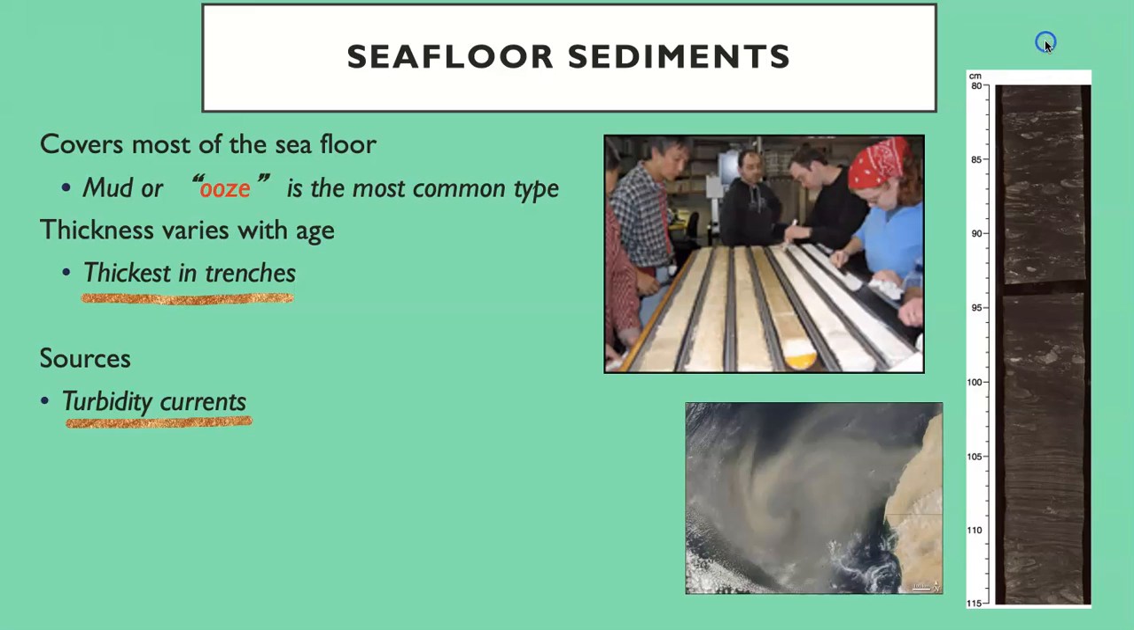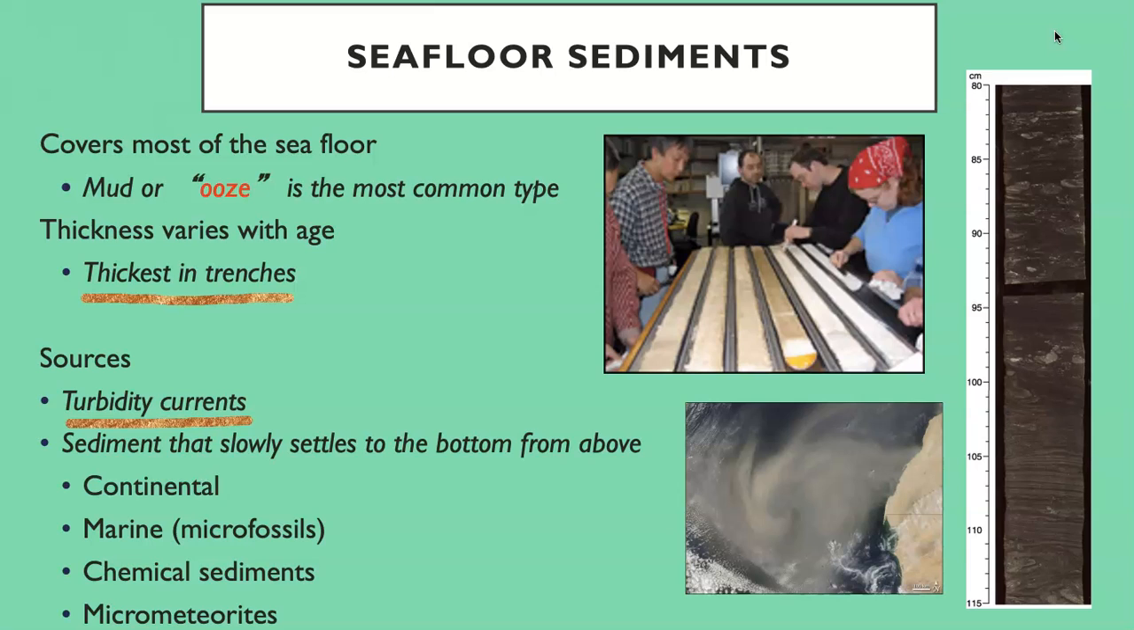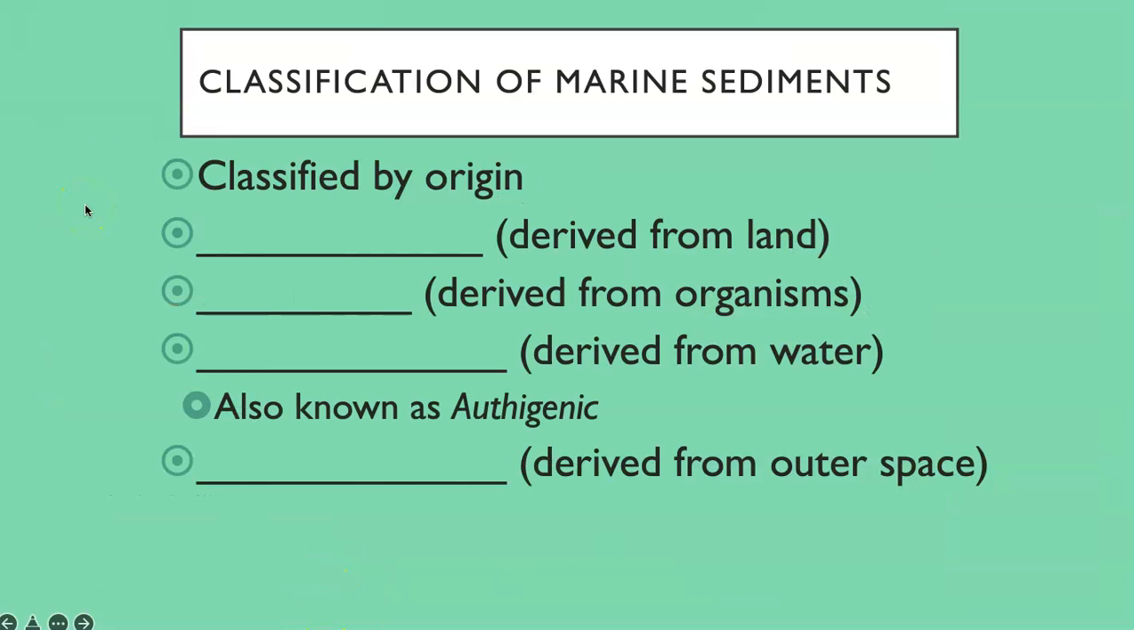The sources of sediment are, as I also just mentioned, turbidity currents, these underwater landslides. But then the four main types of sediment that I mentioned, from continents, the fossils or microfossils, chemical sediments, and micrometeorites. The way marine sediments are classified is by their origin. So if they're derived from land, they're called lithogenous. Genus or genetic or genesis is where something comes from. Lith means rock.